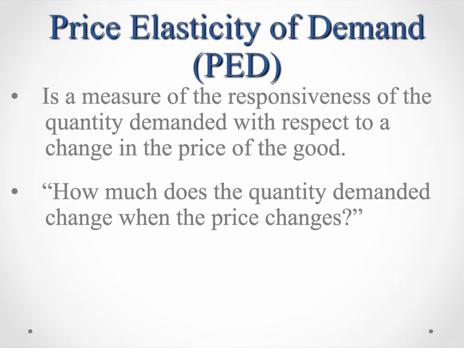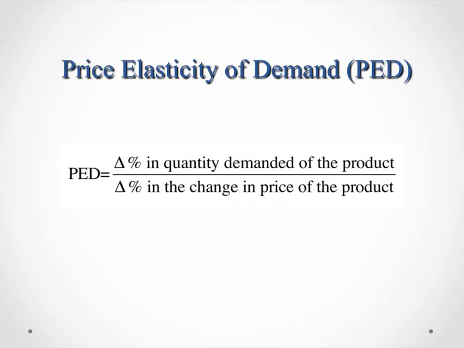Price elasticity of demand, or PED, is a measure of the responsiveness of the quantity demanded with respect to a change in the price of a good, as we demonstrated with the models earlier. PED answers the question of how much does the quantity demanded change when the price is changed. PED is a coefficient which can be calculated using the formula as shown, where the numerator is a percent change in quantity demanded of the product over the denominator, which is a percent change in the price of the product.